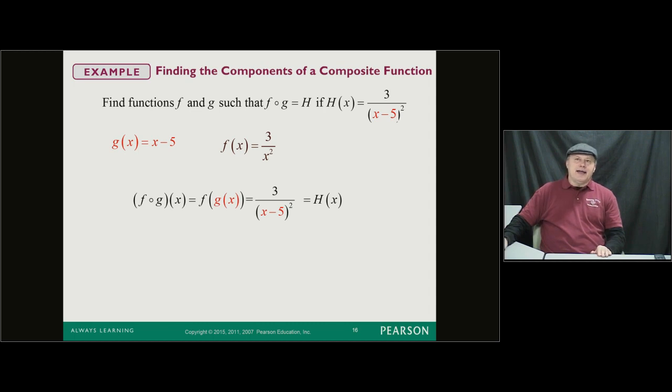You could technically make g of x as (x minus 5) squared. If you make g of x equal to (x minus 5) squared, and change f of x to 3 over x, you would have the same thing. So in other words, why did we make the g of x just x minus 5? Why didn't we make it (x minus 5) squared? We could have, but then that would change the function f to 3 over x. And it's perfectly legal to do it that way as well.